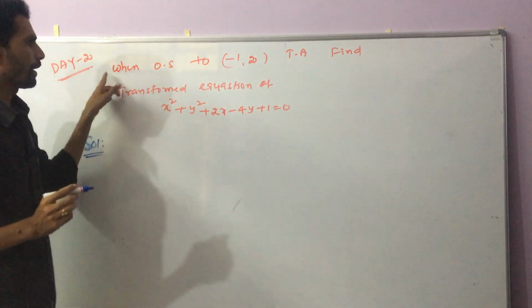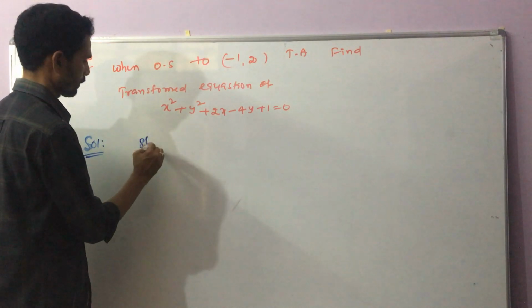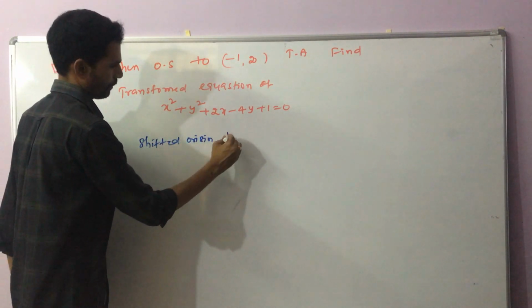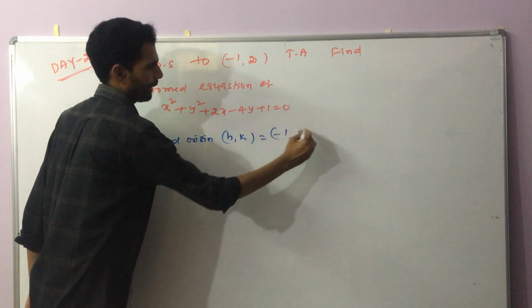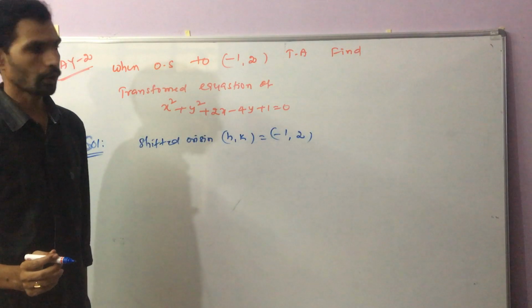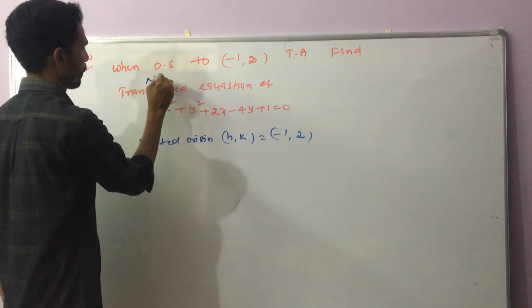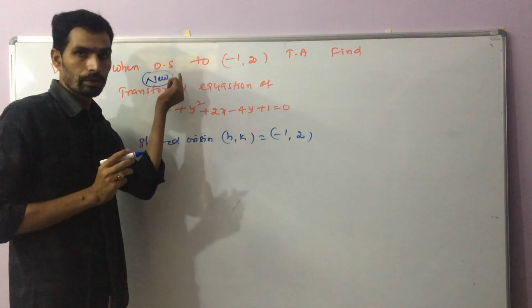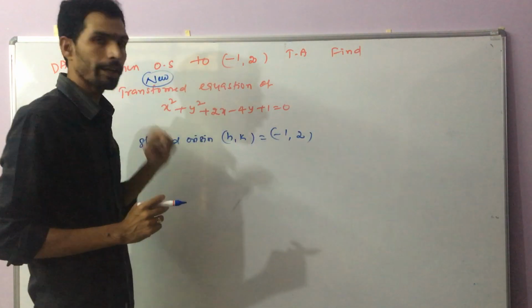What is given? When the origin is shifted to minus 1 comma 2, it means the shifted origin h comma k is equal to minus 1 comma 2 is given. Indirectly, h is equal to minus 1, k is equal to 2. What you have to find is the transformed equation. Transformed means new. What you want is the transformed equation, and the given one is the old equation.